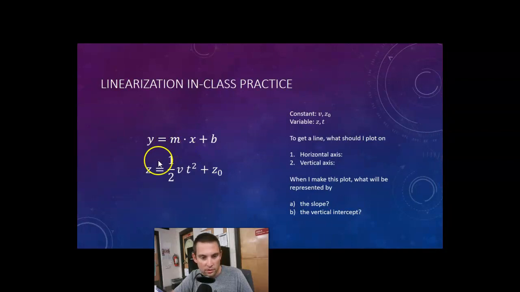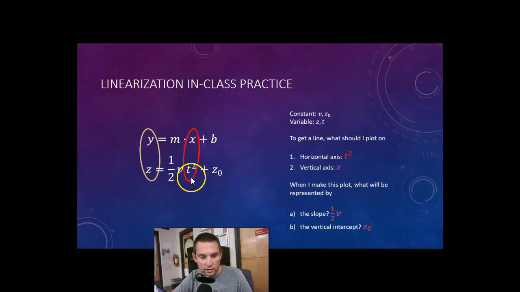Here's another one. Almost the same equation. z equals 1/2 vt squared plus z naught. On the y-axis it's going to be z. On the x-axis it'll be t squared. And the y-intercept is z naught. Meanwhile m is 1/2 v.